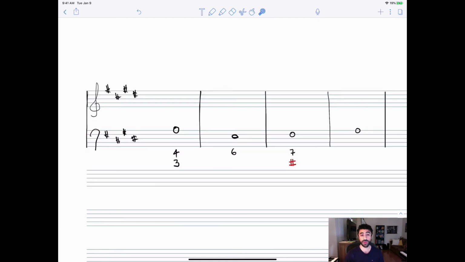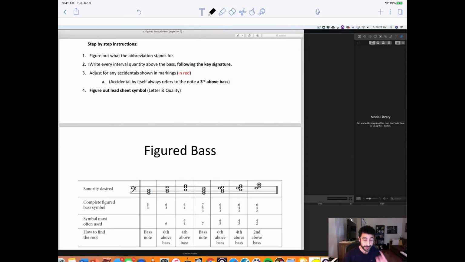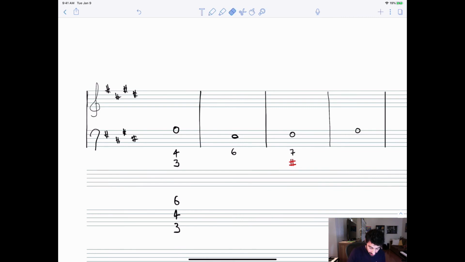So we figure out what the abbreviation stands for. This stands for a sixth, a fourth, and a third on top of the base. Good. It's not the root, it's just the base, the lowest standing note. Step number 2, write every interval quantity above the base following the key signature. So that's exactly what I'm going to do. My base is A, so I'm going to write it again.